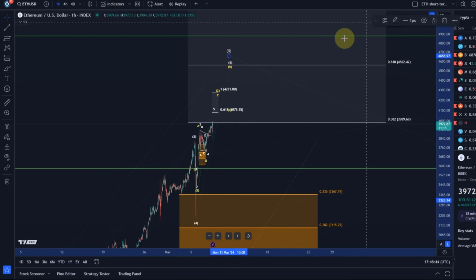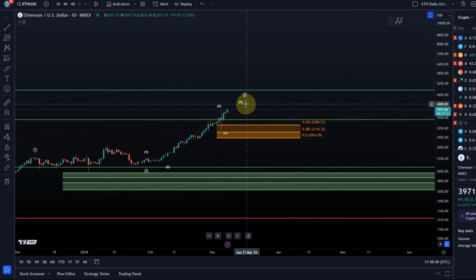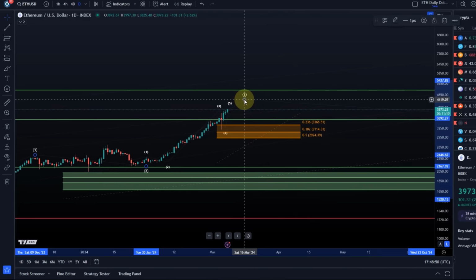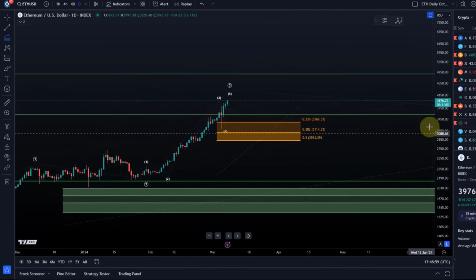Back to the daily chart. Let me just see, do I have the daily open? Yeah. So basically here for circle wave three, this was the first relevant level. How did we determine that, or how do we get to that? Well, it is quite simple.